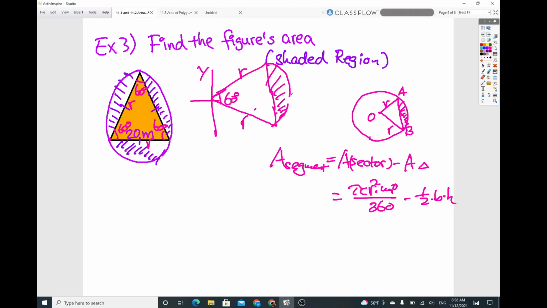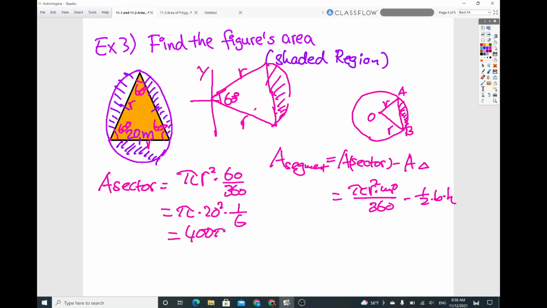So what we can do, let's find the area of the sector first. The area of the sector would be pi r squared times 60 degrees over 360. So pi times 20 quantity squared, and 60 over 360 is 1 over 6. So 20 squared is 400, so 400 pi over 6. This is reducible by 2, so 200 pi over 3 square centimeters.